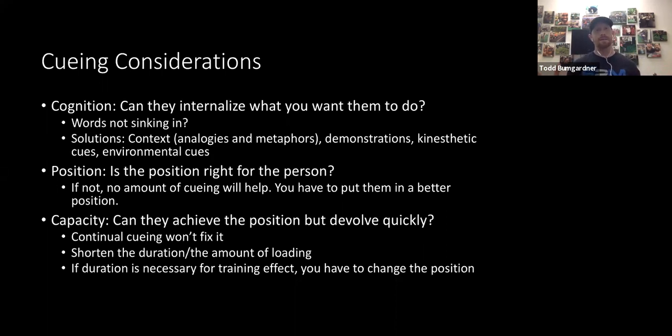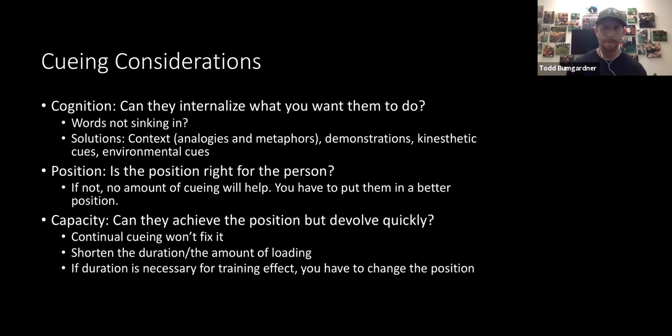So is it position? Is this position right for the person? That would be an example of the environment. If the position isn't right for the person, there's no amount of cueing, verbal or visual or kinesthetic, that is going to help the person move the way that you want them to. You have to put them in a position that fits for them. You have to change the environment.